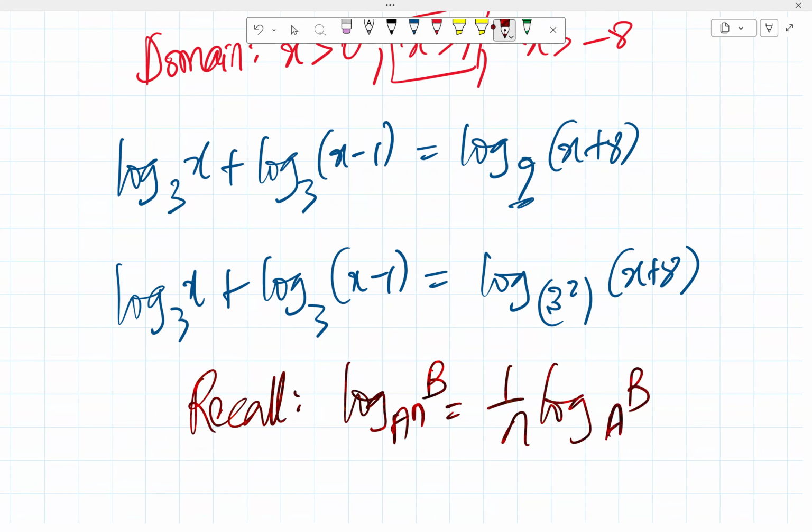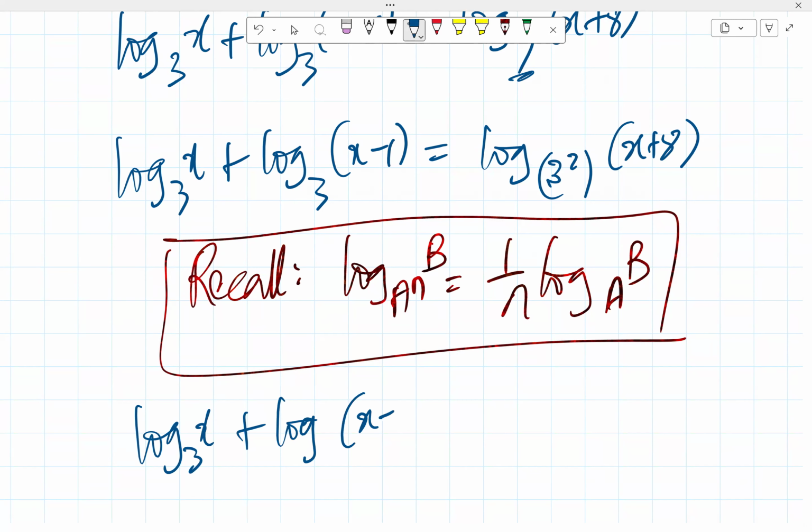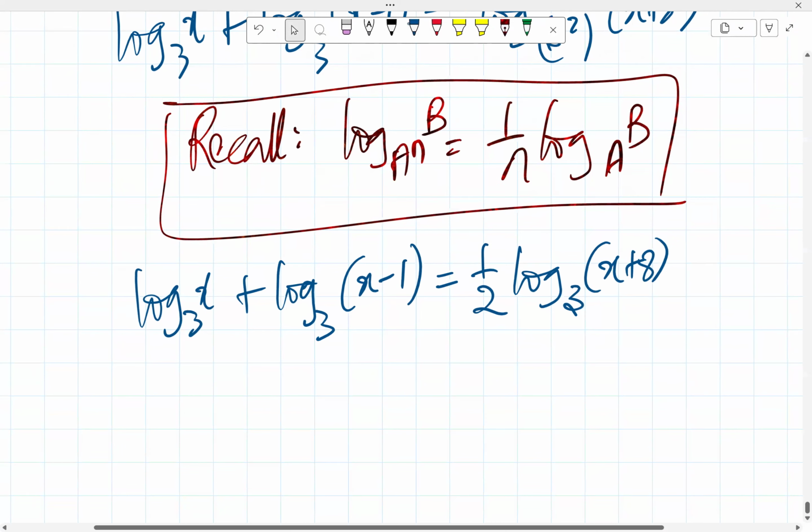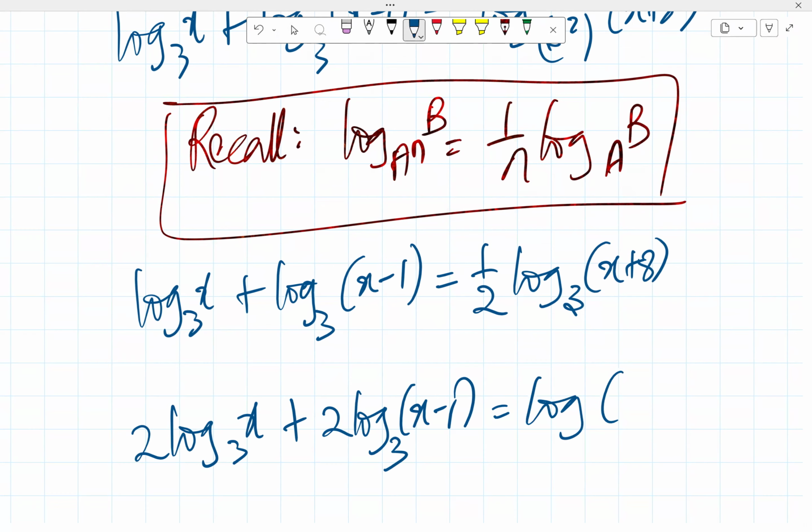So as a result of that, we can go back and then have log x to base 3 plus log x minus 1 to base 3, and that is equal to 1 over 2 log x plus 8 to base 3. So we can multiply through by 2. So we have 2 log x to base 3 plus 2 log x minus 1 to base 3 equals log x plus 8 to base 3 now.